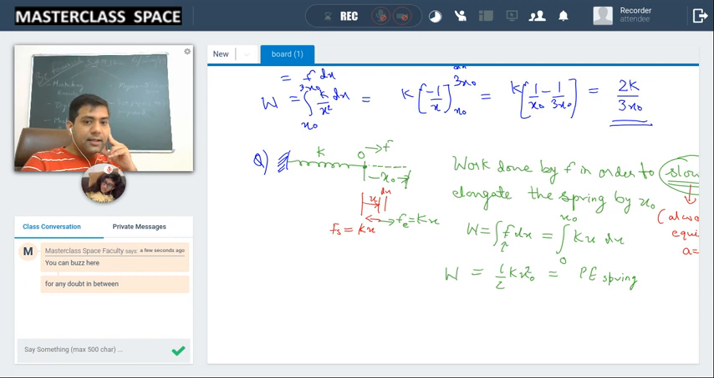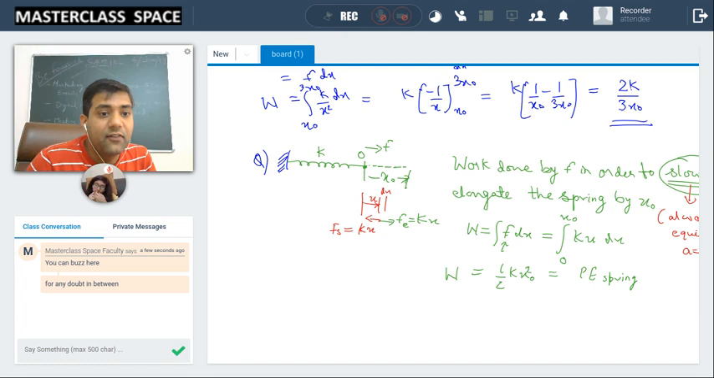So in case I have to extend a spring from x naught to 3x naught, only the limits are going to be changed. Here you are going to put x naught, and here you are going to put 3x naught. Integrate it and get the value. Got it? So this is how you deal with variable forces. Quite easy and quite interesting it was. So here ends the concept of variable force.